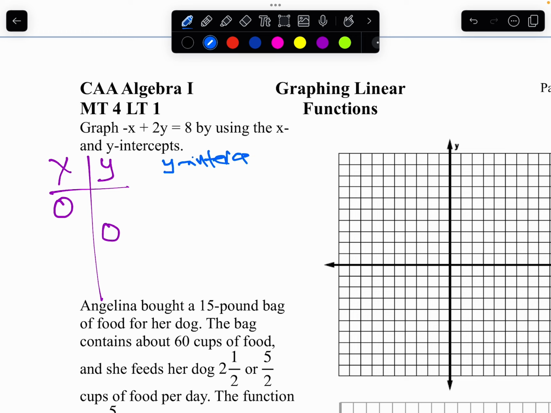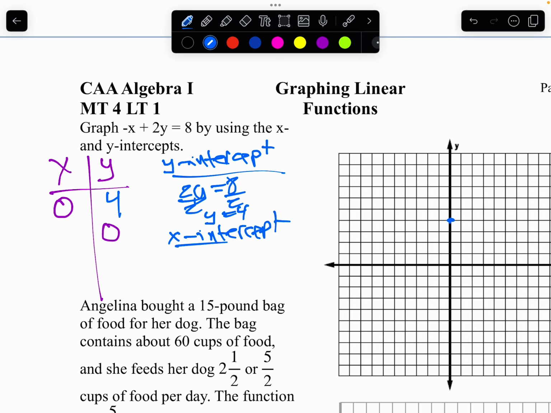I'm going to replace x with 0. So in other words, since I'm replacing x with 0, I don't need that first term, do I? That's gone. So I'm just going to solve 2y equals 8. So divide by 2, y would be 4 then, wouldn't it? So I'm going to graph the point (0, 4). That's my y-intercept.